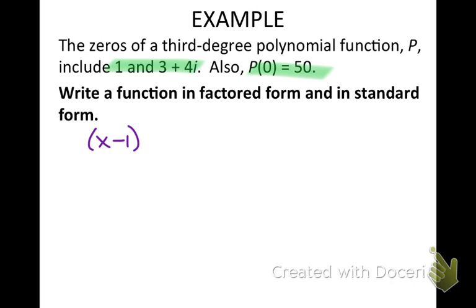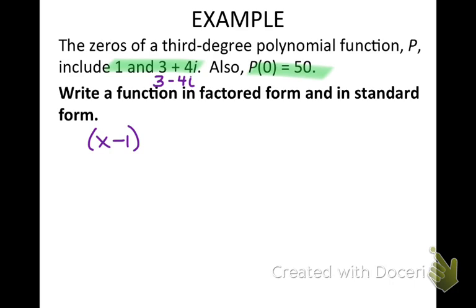What did the fundamental theorem tell us? It could be both plus and minus. Right, it's going to have the conjugate to it. So what's the conjugate of 3 plus 4i? 3 minus 4i. So there's going to be your third zero. Degree of 3 means I need 3 zeros. Okay, so now here's the magic of everything.